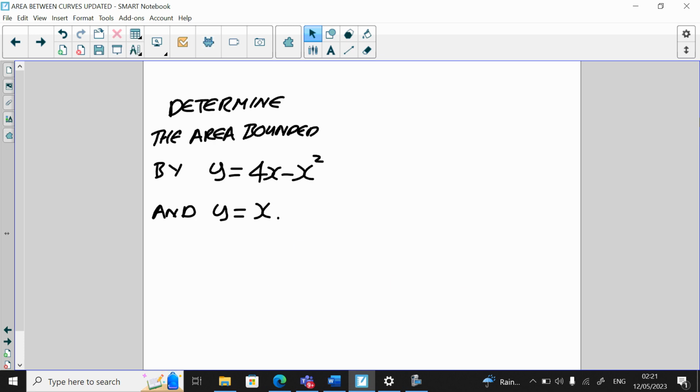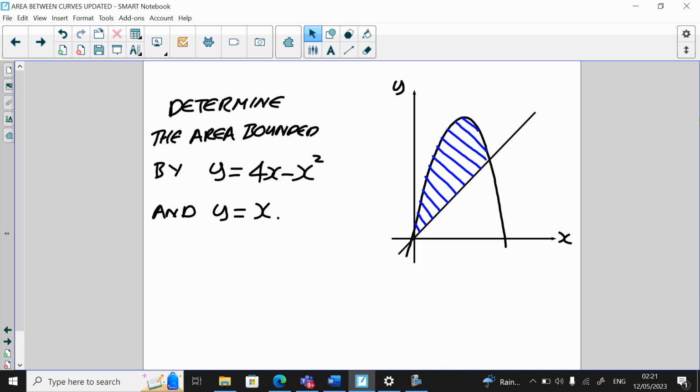So let's just go in for an example here. Looking at area bounded by y equals 4x take away x squared and y equals x. So I've got a parabola and a line. I'm going to give you a little graph here. Sometimes it's useful having a graph. It might not be that accurate, but it gives us a kind of general indication here.